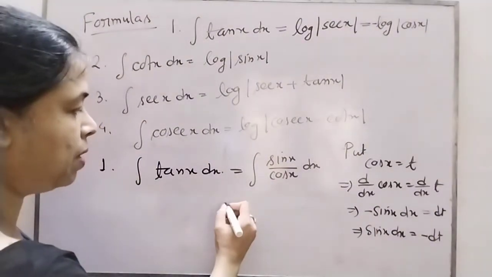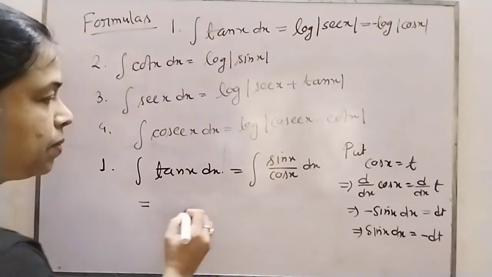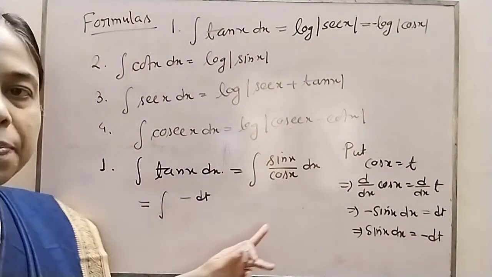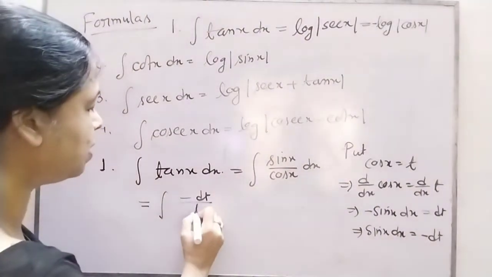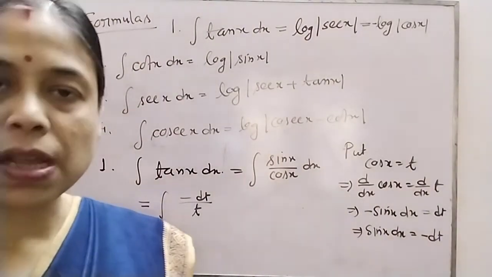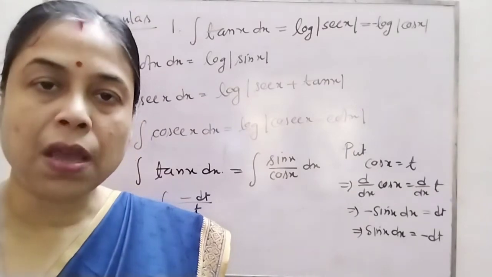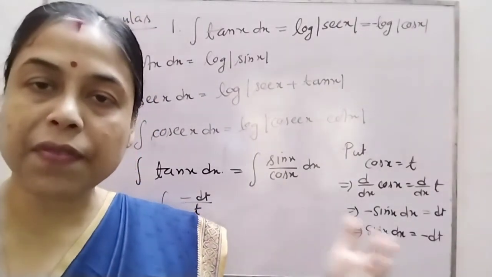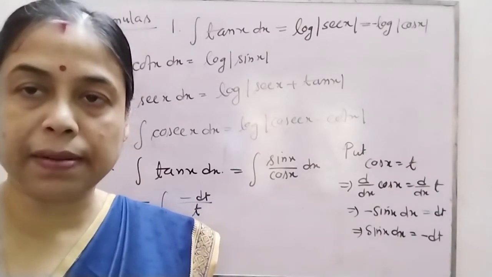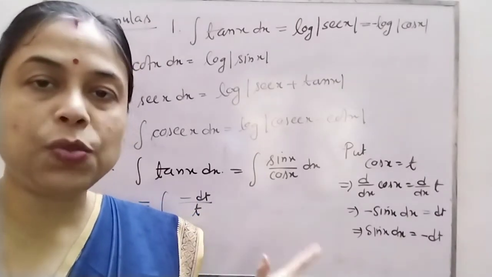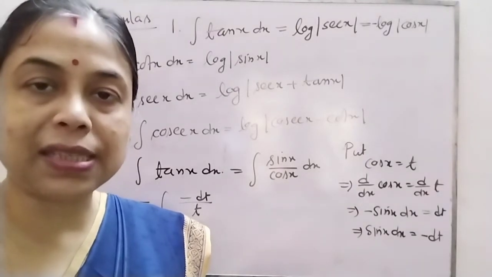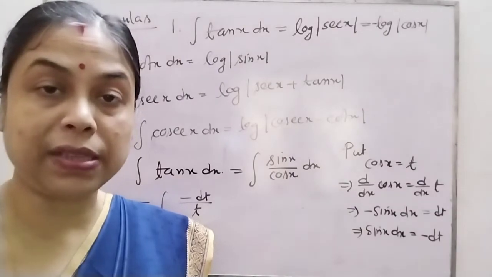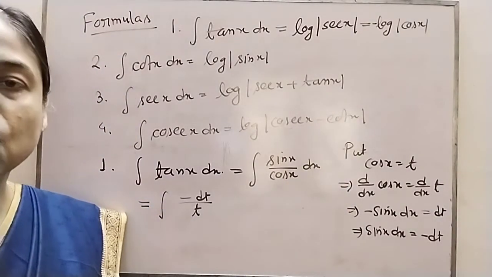Then I put it here. I am writing here: in the place of sin x dx, I can write minus dt. And in the place of cos x, I can use t. Hope you understand why I have used cos x as a substitution. You see, directly if I see it without noticing anything, sin x's derivative cos x is there, cos x's derivative sin x is there. But sin x is with dx, but cos x is not with dx. 1 by cos x, that is sec x, is present. So I have used the substitution as cos x.